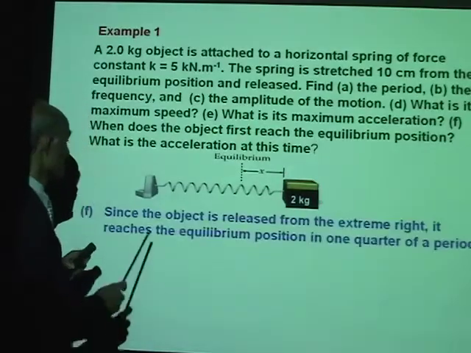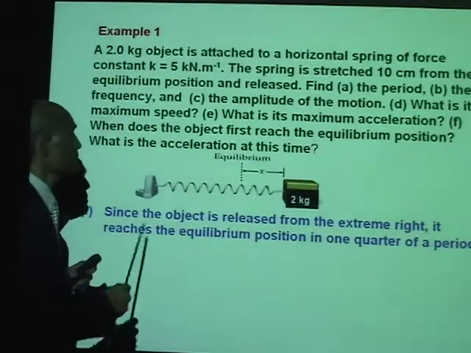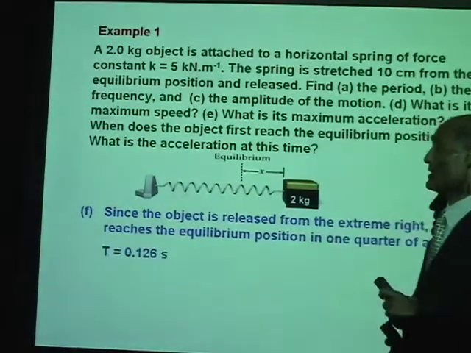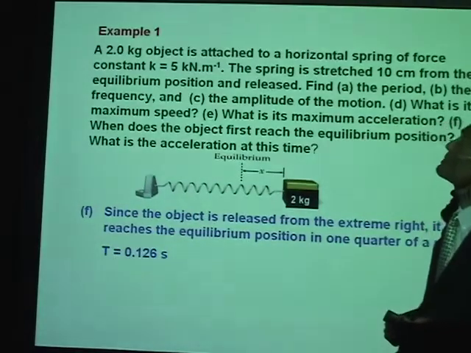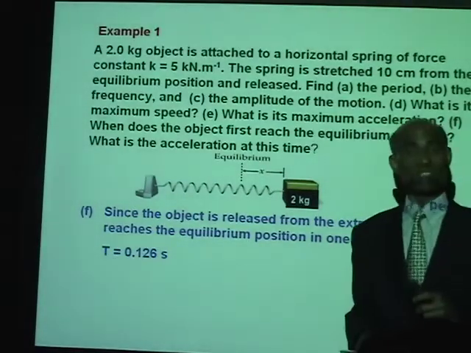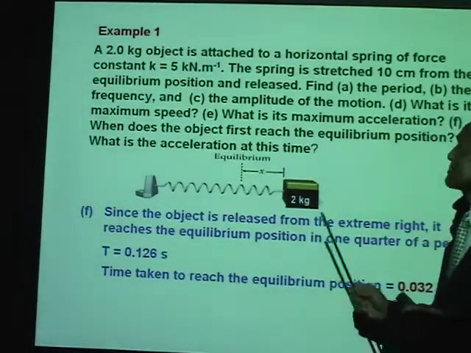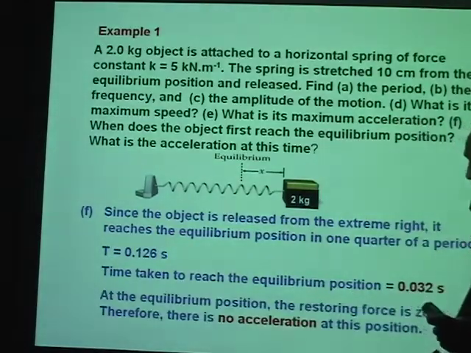I think so. Since the object is released from the extreme right, it reaches the equilibrium position in 1/4 of a period. And you know we calculated the period T equal to 0.126 seconds. And therefore, the time taken to reach the equilibrium position will be a quarter of that. And what is that equal to? 0.032 seconds.